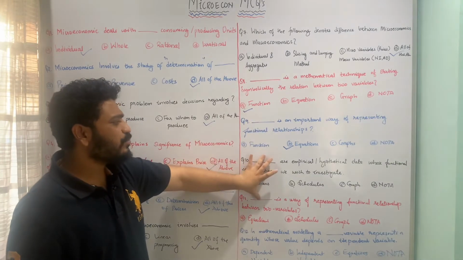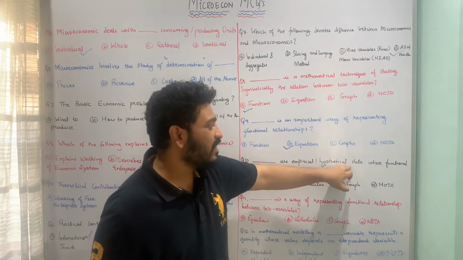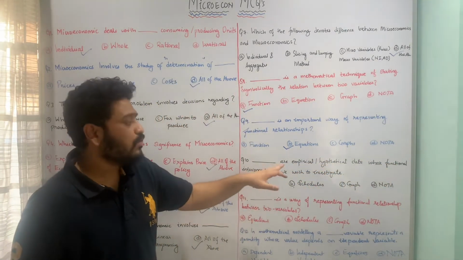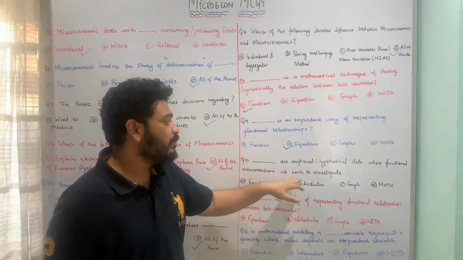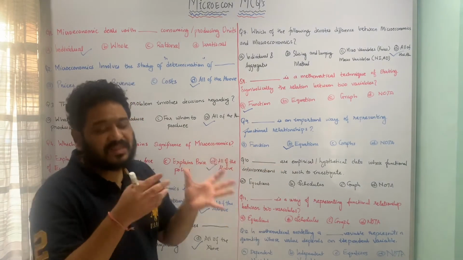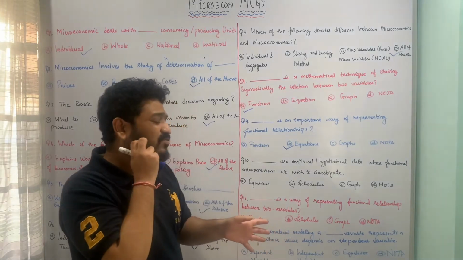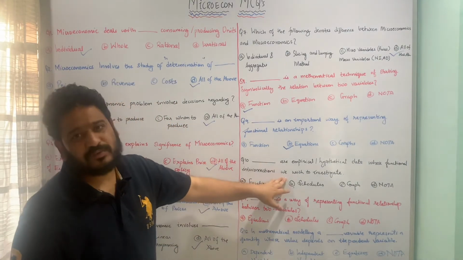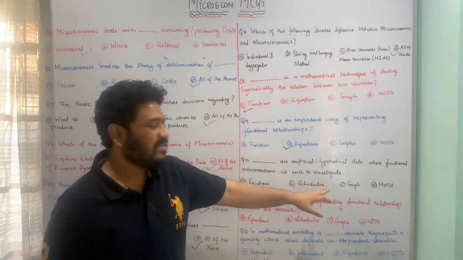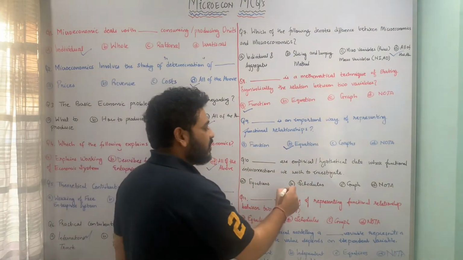Let us now move to the next question, which is: dash are empirical or hypothetical data whose functional interconnections we wish to investigate. So what can be called this? The underlying options are: A, equations, B, schedules, C, graphs, D, none of the above. So here it is pretty much clear that it is the schedules.